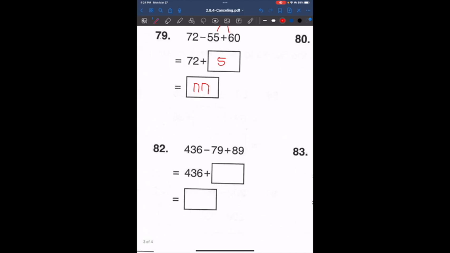We'll look at question 82 now. So 436 minus 79 plus 89. These two almost cancel out because they're only 10 apart, right? And this is easy to know because the ones place is both 9, and so they're 10 apart. But it's negative 79 plus 89, so they add up to 10. 436 plus 10 equals 446, right?